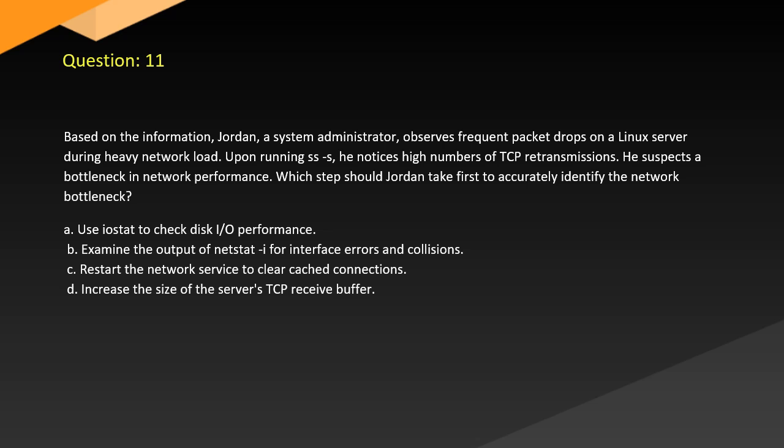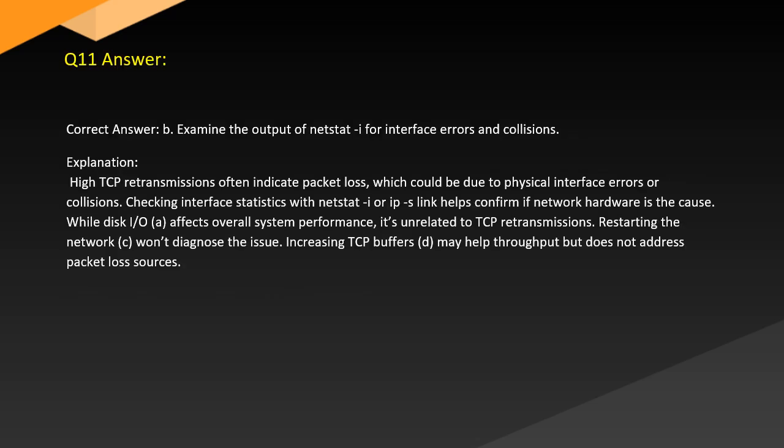A. Use iostat to check disk I/O performance. B. Examine the output of netstat -i for interface errors and collisions. C. Restart the network service to clear cached connections. D. Increase the size of the server's TCP receive buffer. Answer. Correct answer: B. Examine the output of netstat -i for interface errors and collisions.